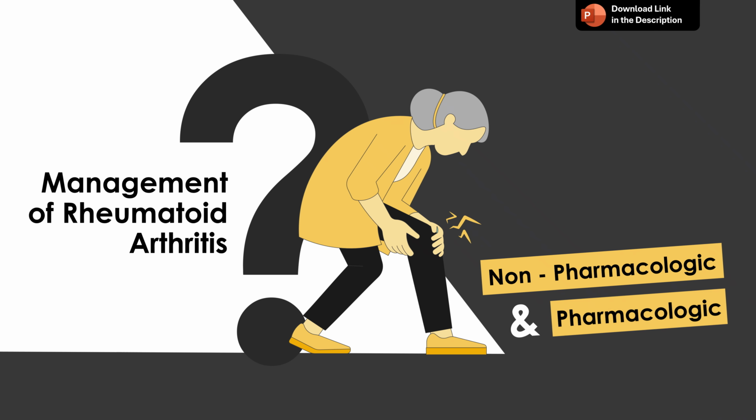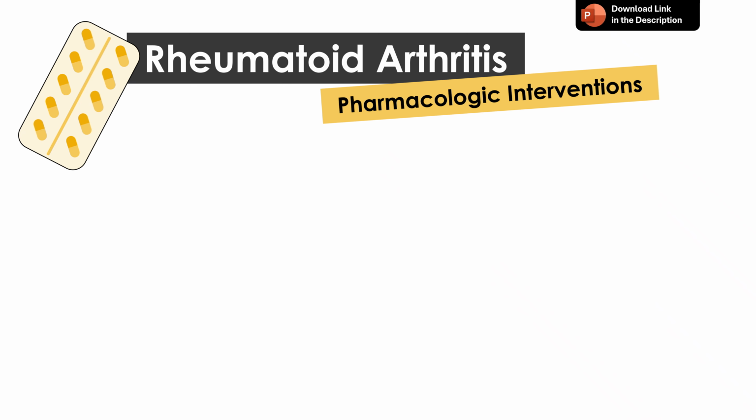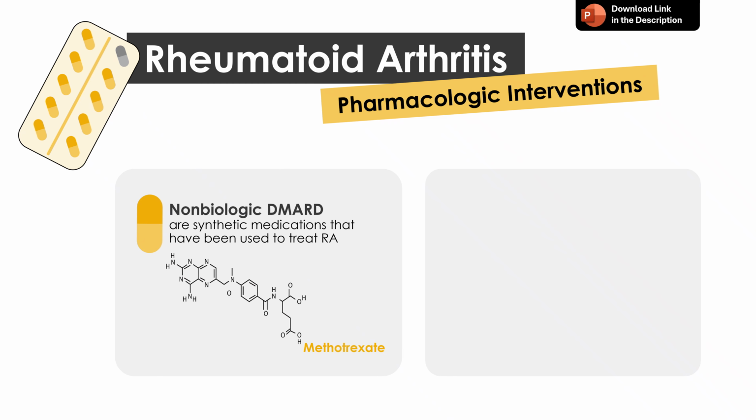Precision pharmacologic therapies are tailored to each patient to achieve remission, prevent joint damage, and maintain long-term physical independence. Pharmacologic treatment primarily involves two classes of disease-modifying anti-rheumatic drugs, or DMARDs. Non-biologic DMARDs, such as methotrexate, are synthetic medications that form the first-line foundation of RA treatment. These systemic drugs work by broadly modulating immune activity.